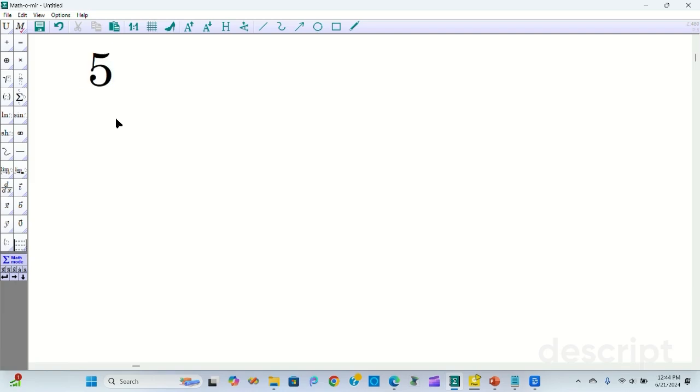So I'm going to go with 5 cubed. Why am I writing that? No reason. It's just to have something in there. Now I'm going to divide this by 5 to the second. We want to simplify this.